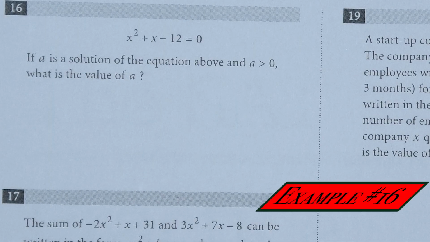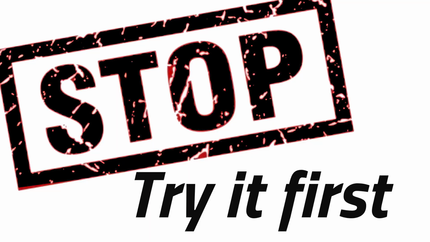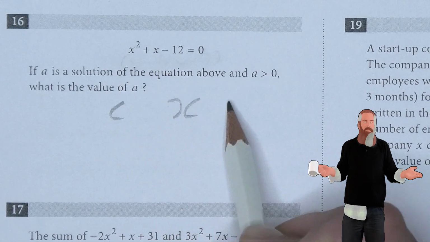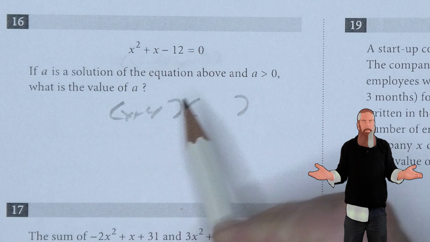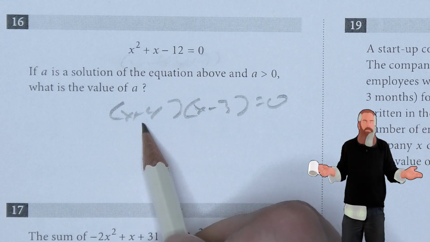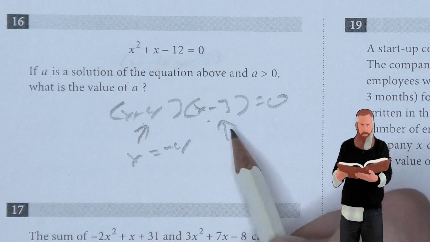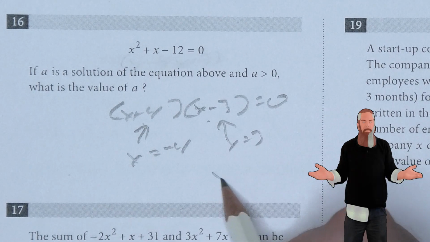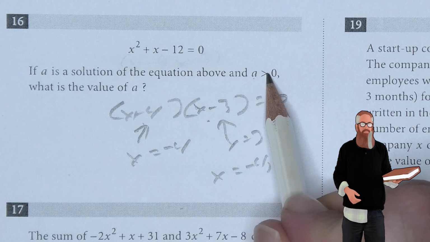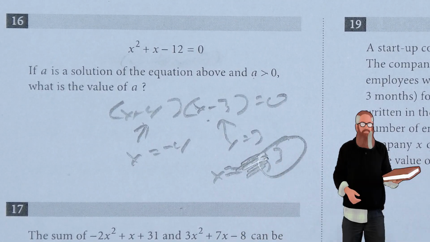If a is a solution of the equation above and a is greater than 0, what is the value of a? Let's first go ahead and get this into factored form. And I'm going to write that as (x + 4)(x - 3) = 0. That means that either this or this is 0. This gives me x is negative 4. This gives me x is 3. So x is negative 4 or 3. But a must be greater than 0, eliminating the negative 4, giving me x is 3.